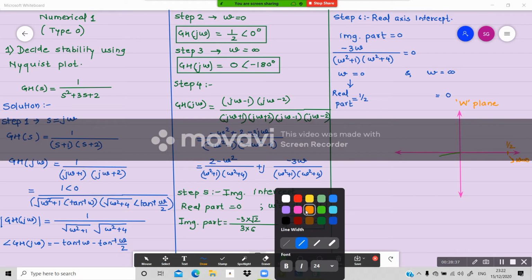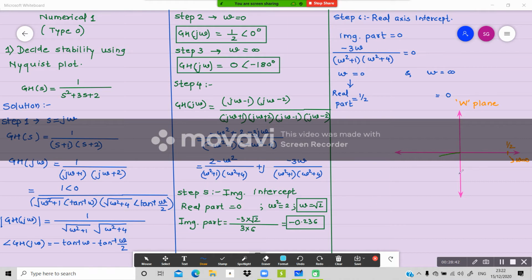Okay. Now you just observe the second point, right? That is omega is equal to root 2. So you are increasing the value. When omega is equal to root 2, it is intersecting the imaginary axis and it is on minus 0.236. So I'll mark the point minus 0.236, and the value of omega over here is root 2. Now see, do you agree? We are doing only the polar plot we are trying to plot over here. 0 to infinity we are trying.